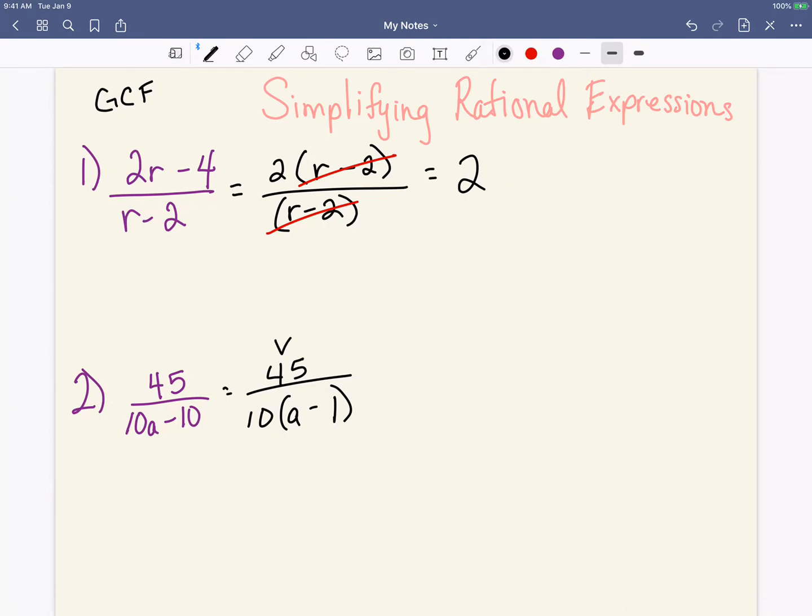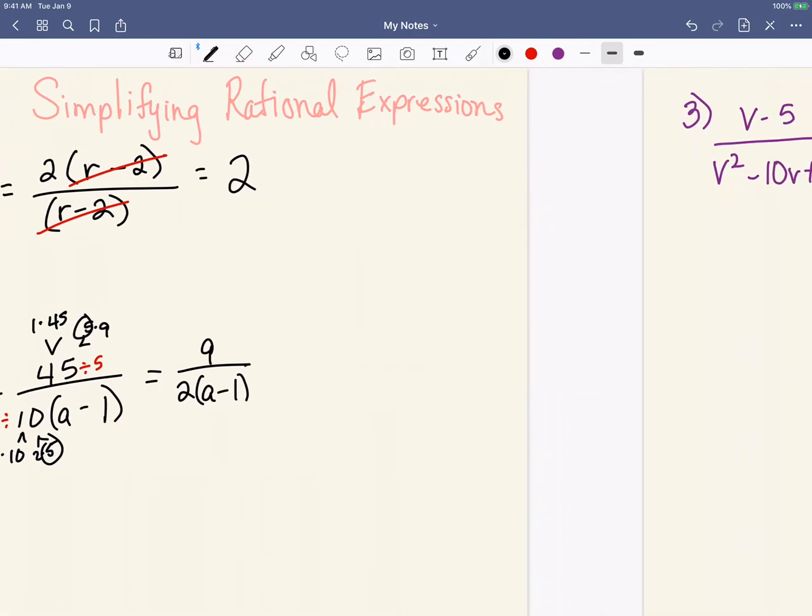So 45 is what? 1 times 45, 5 times 9. 10 is 1 times 10, 2 times 5. So both of them have that 5. So I'm actually going to end up dividing both of these by 5. And when I do that, 45 divided by 5 is, like we said, 9. 10 divided by 5 is 2. And I leave that a minus 1. And that's the simplifying of that first one.